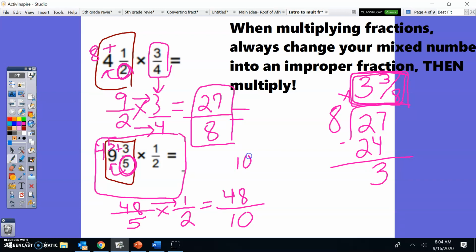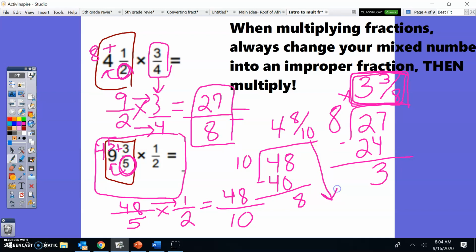I'm going to do this division problem. 48 divided by 10. I know 10 times 5 is 50, so I know it must be 4, because I don't want to go over. 48 minus 40 is 8. 4 and 8/10. And I know 8/10 must be simplified, because they're both even numbers, so I'm going to divide by 2, top and bottom. And that gives me 4 and 4/5 as my answer.